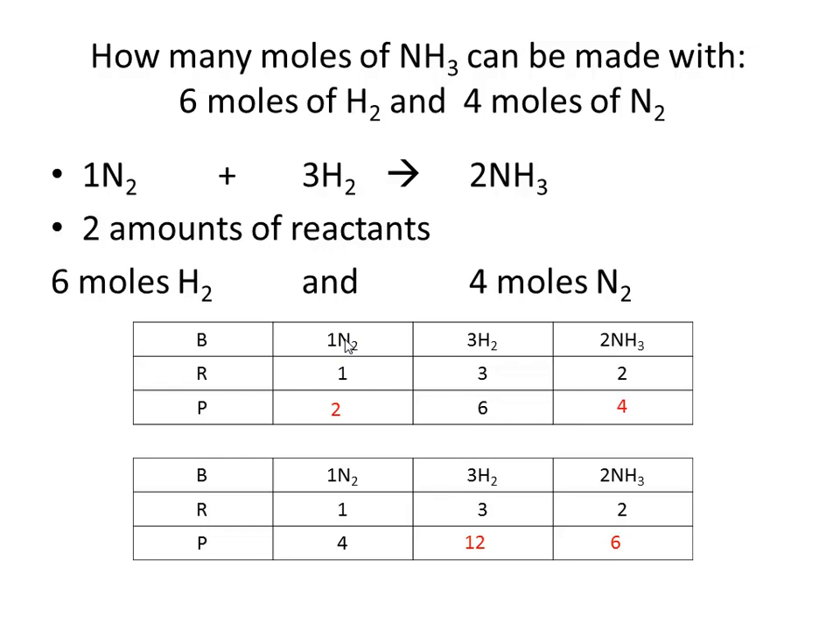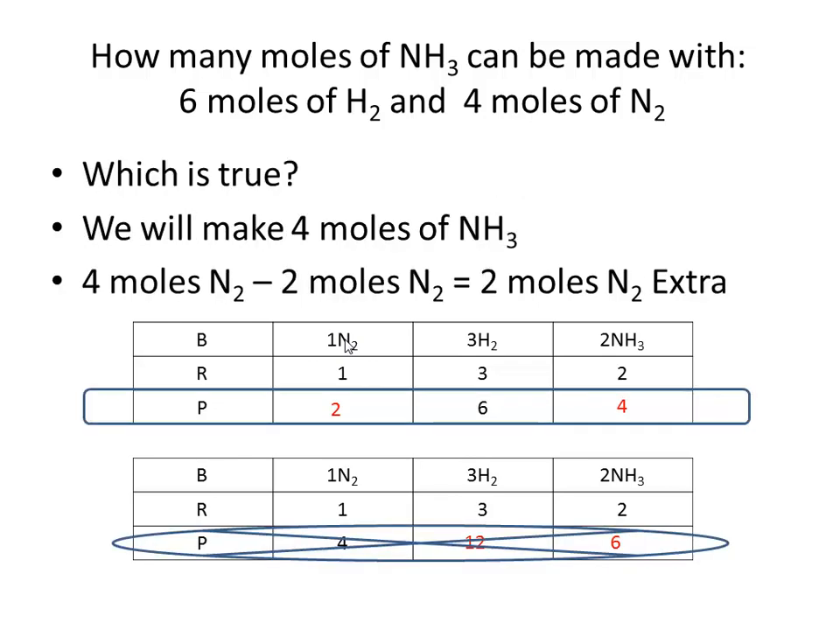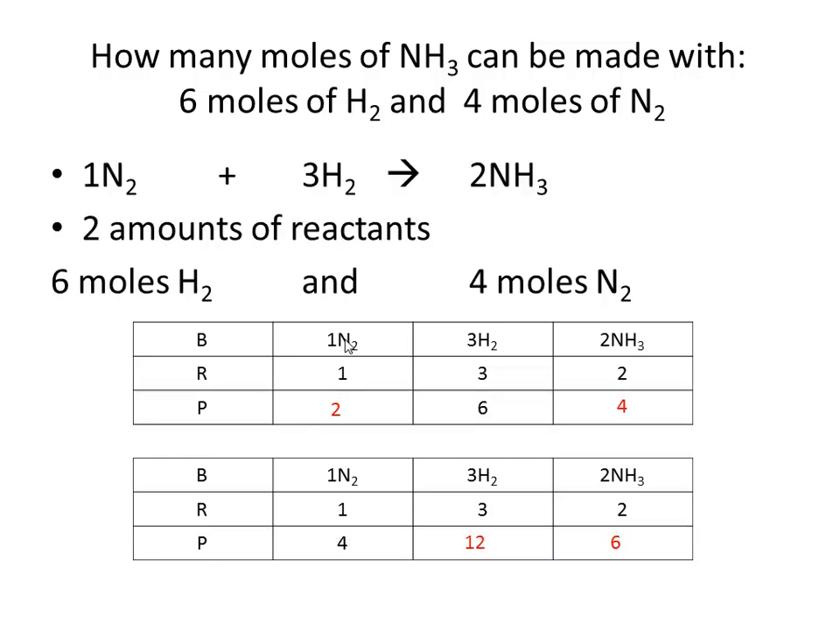So which one is going to be true? Destiny, you can keep your head up. The top one, like you said. I can only make 4 moles of ammonia, and I'm going to have 2 extra moles of nitrogen because I have extra nitrogen. Mr. Gilmore, on this slide, can we label what is the excess reagent and what is the limiting reagent?